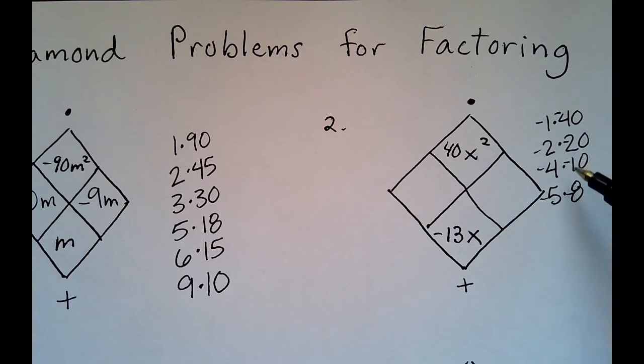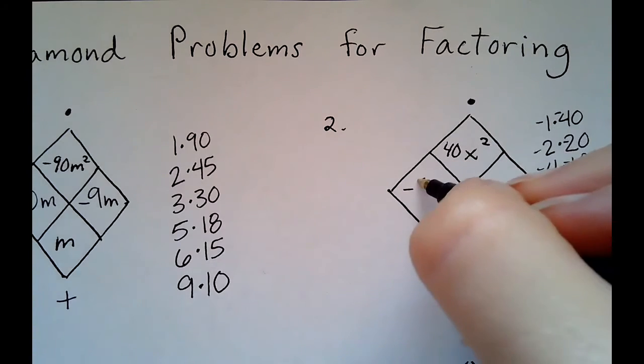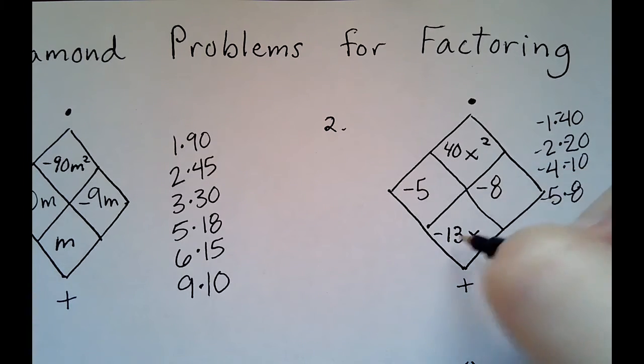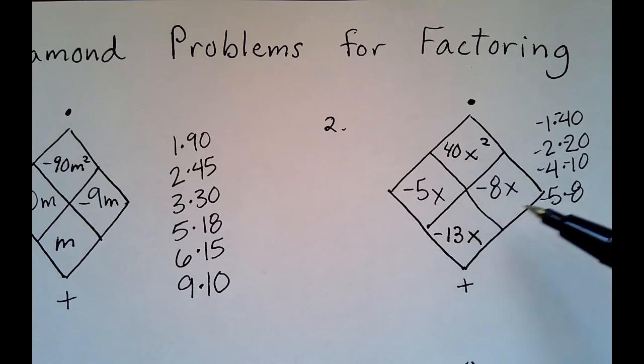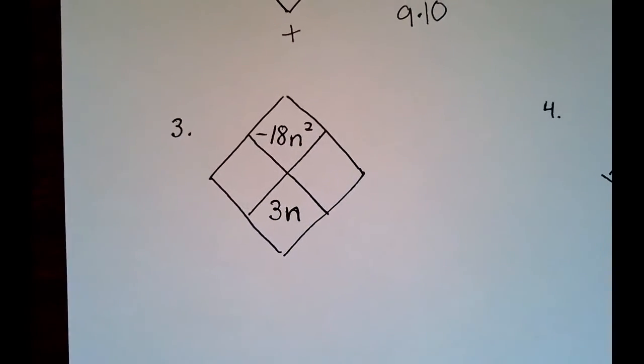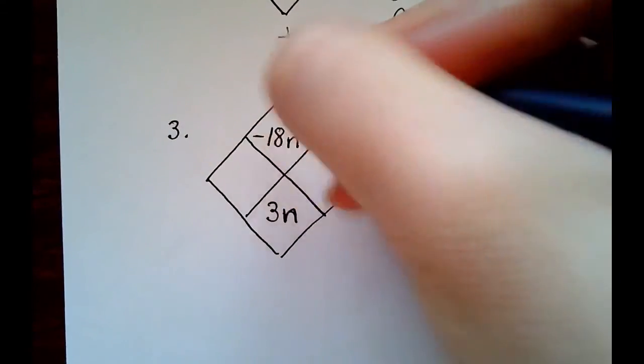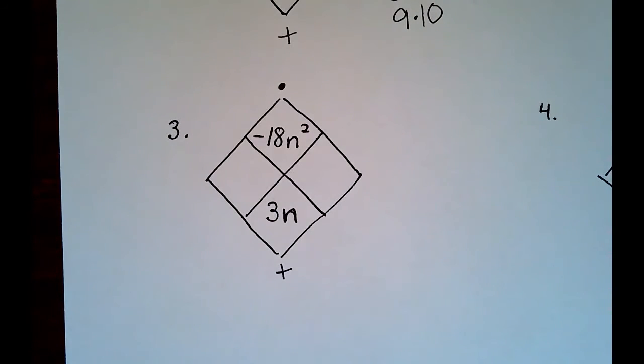So when I look through these, I see that negative 5 and negative 8 add to be negative 13. But since it's negative 13x, they both need an x. So those two add to be negative 13x, and they multiply to be 40, and then x times x is x squared. So why don't you go ahead and try number 3 here. Remember, you're trying to find things that multiply to the top and add to the bottom. Go ahead and pause it and try this one.